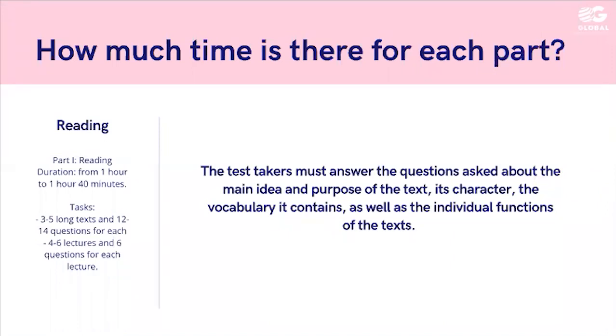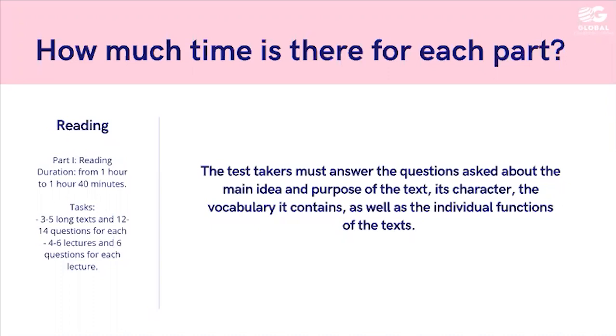This part lasts from 1 hour to 1 hour 40 minutes. You get between 3 and 5 long texts, and each text has 14 questions, and between 4 and 6 lectures, with 6 questions for each lecture. The texts are very similar to the ones in academic textbooks, so they deal with many scientific fields. Some specialized vocabulary may appear in the tasks, but general knowledge is sufficient to understand the question and answer it correctly. You don't always have to know all the scientific vocabulary.